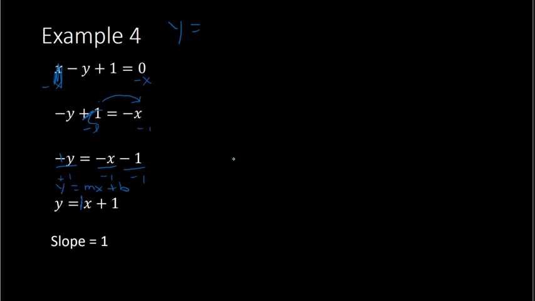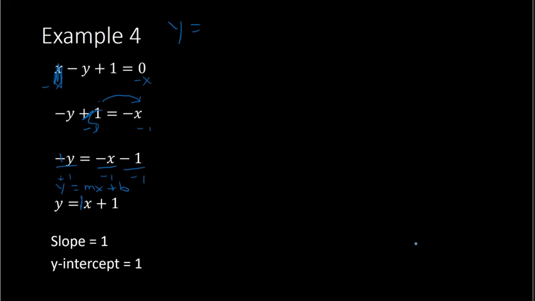And then your y-intercept is this plus 1 that's being added. So slope is 1, and y-intercept is 1. Now, we could graph this if we wanted, and we're not going to do that for this example, but we could if we wanted to.